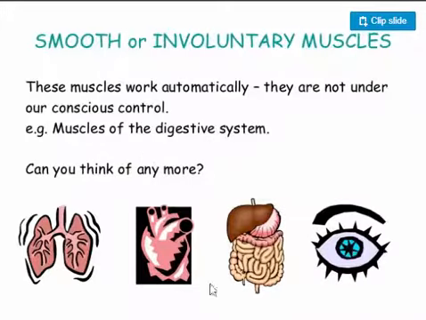These are some types of involuntary muscles. Of course, the muscles that are present within your respiratory system, muscles present within your heart, muscles present in the digestive system, the muscles present in your eye that allow the eye to control the amount of light coming into it. All of these are not under your control, and thus they are involuntary.